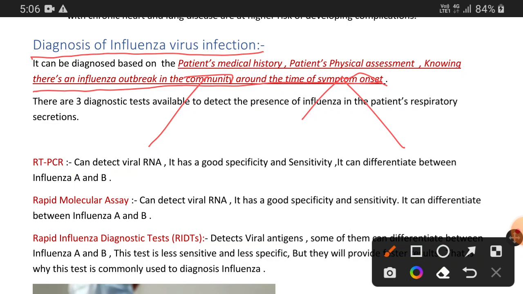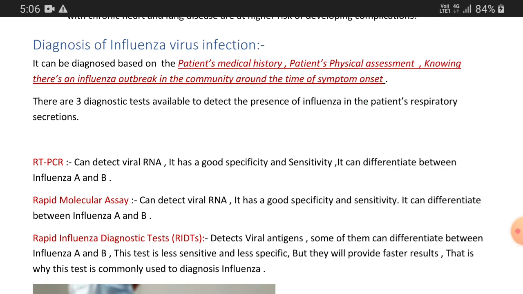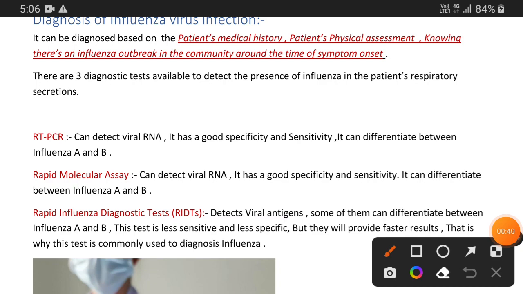Now, by looking at the symptoms, the doctor will first try to predict what kind of virus or bacterial infection it could be, and then they can also perform diagnostic tests that will find out the presence of that bacteria or virus. For influenza there are three standard diagnostic tests available.